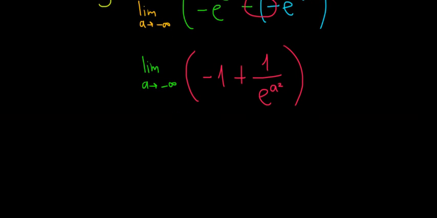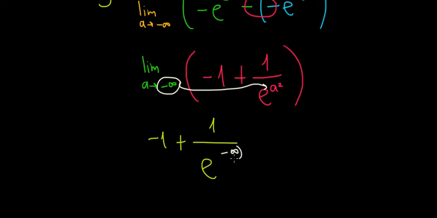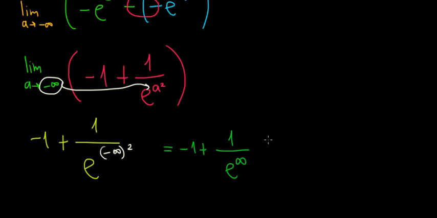We would have minus 1 plus 1 divided by e to the power of a squared, and now we're going to substitute the negative infinity into a. That's what a is approaching, negative infinity, and we take that to the power of 2. Now negative infinity to the power of 2 is going to become a very large number squared, which becomes positive and even larger. So what we're going to have from that is minus 1 plus 1 divided by e to the power of infinity, and e to the power of infinity is also going to approach infinity, because e is a number, and a number to the power of a very large number is even larger than that.